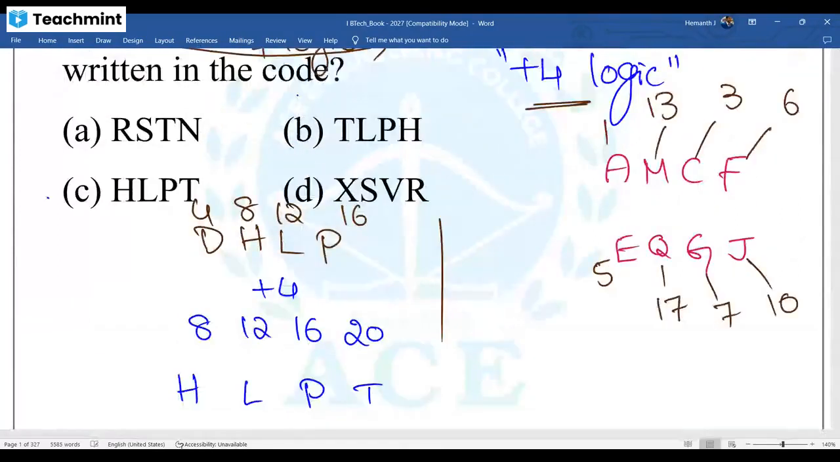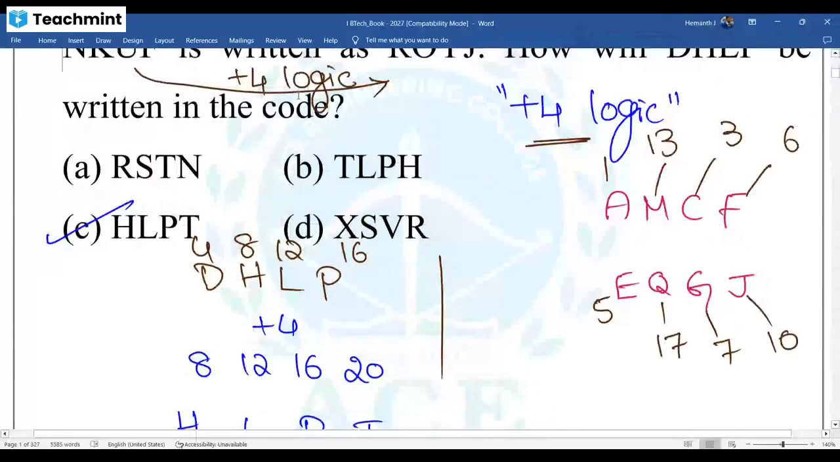First you identify the logic, then you apply the logic. Logical thinking, application knowledge. If you recall in the orientation, we clearly mentioned the subject is to go for application knowledge and logical thinking. Yeah, you understand, you are finding the logic. If you do this type of questions more and more, you can do coding better. Okay, so that's the main theme. HLPT is your answer.